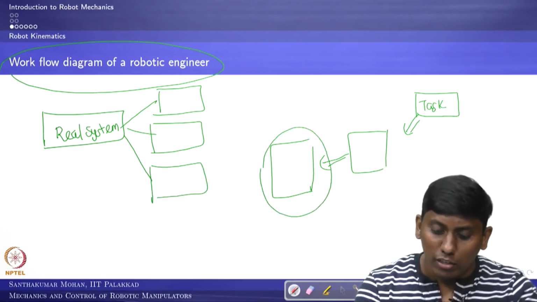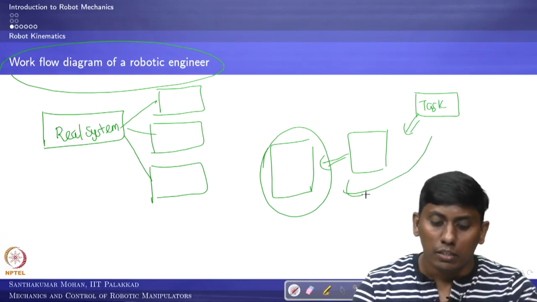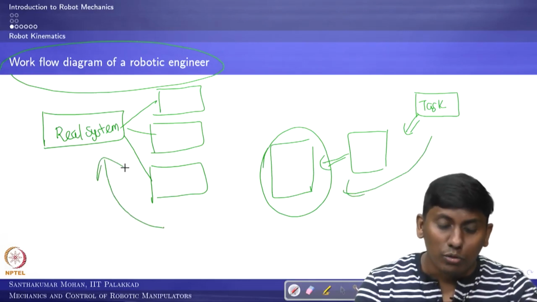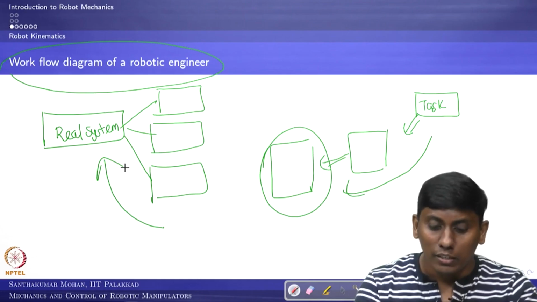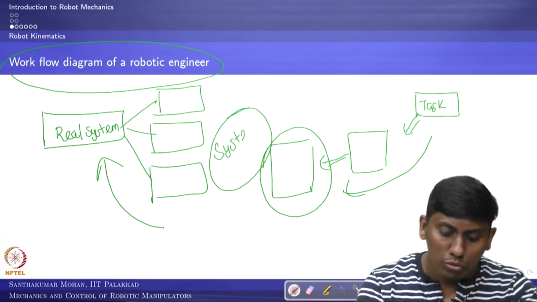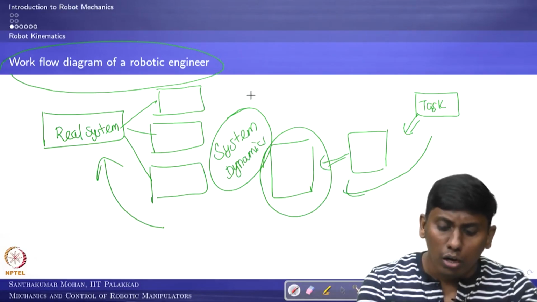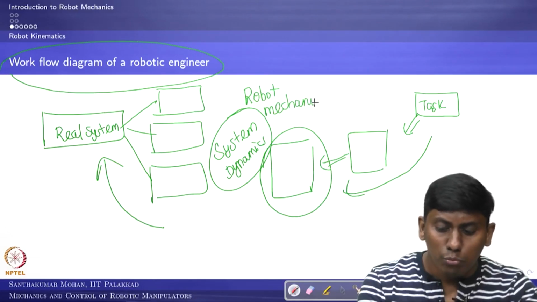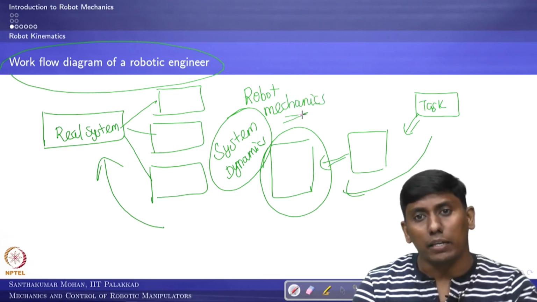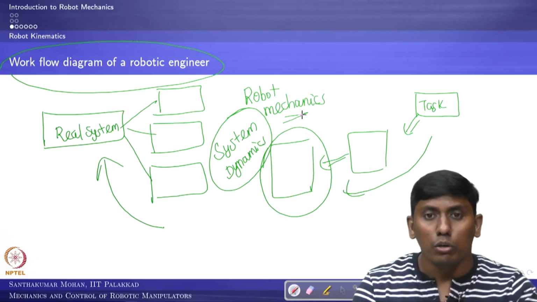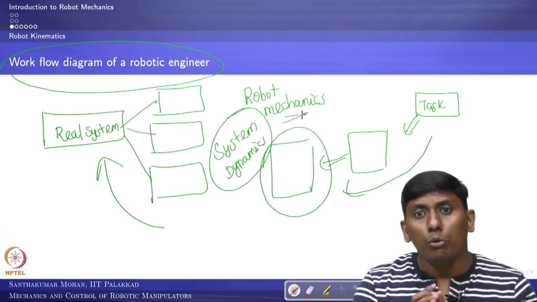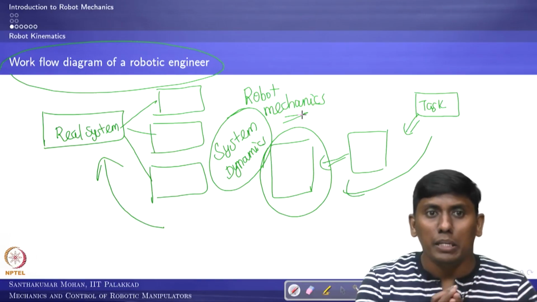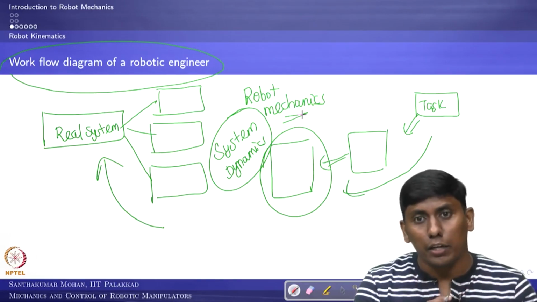So now you can see the selection of configuration comes from one end, but the selection of actuator, sensor and mechanical system is on the other side. Somebody has to fill that gap. What we are going to cover in this course is system dynamics, simply robot mechanics. That is what we are going to see in this particular course. So now you have clarity on what is required and what we are trying to do.